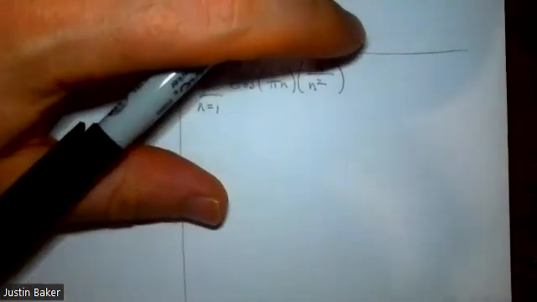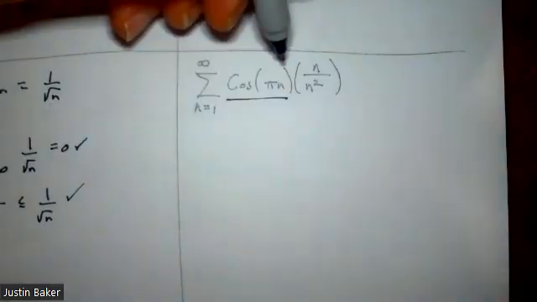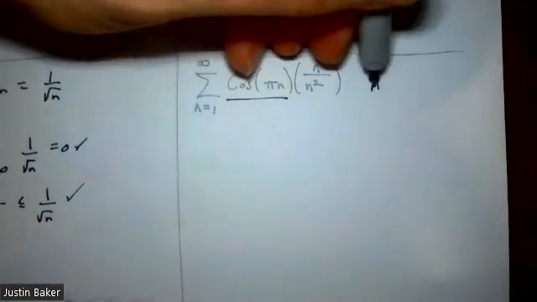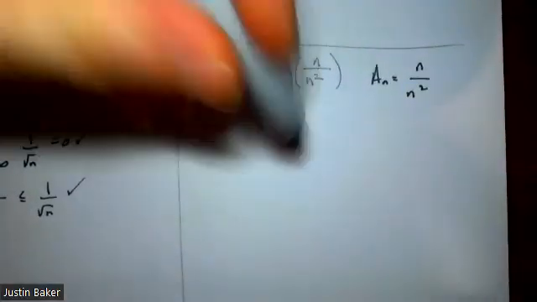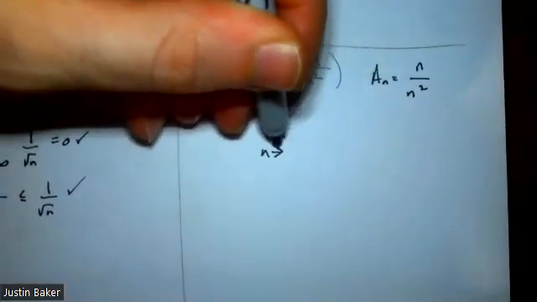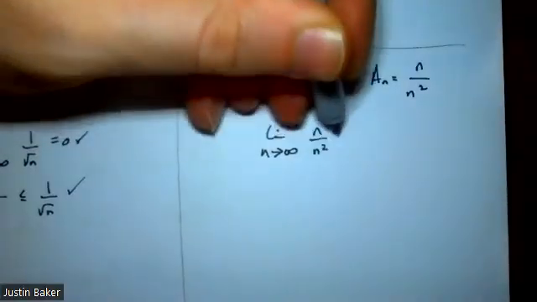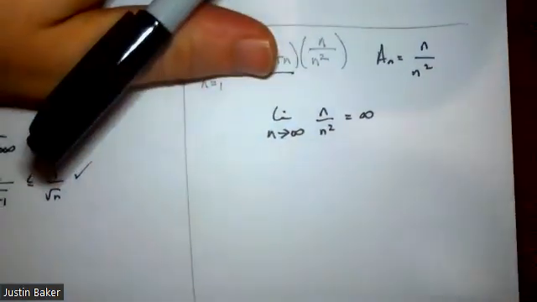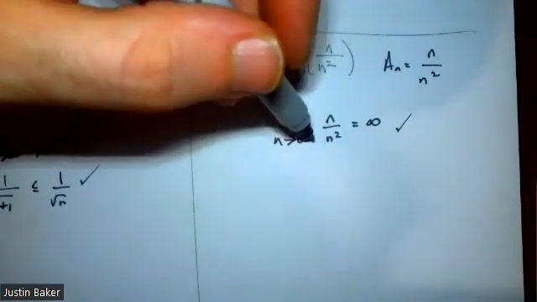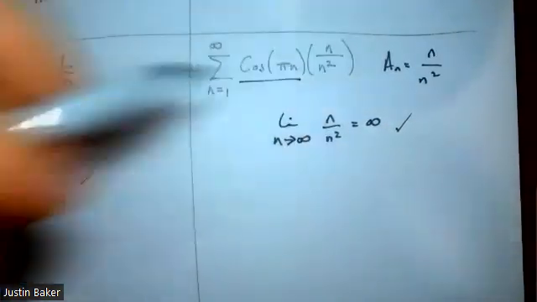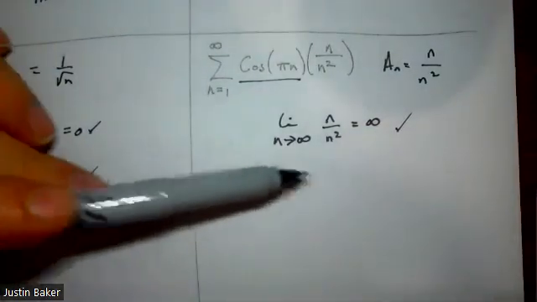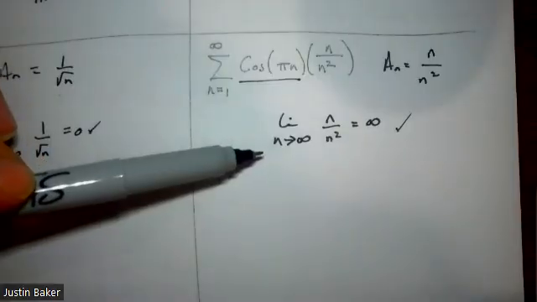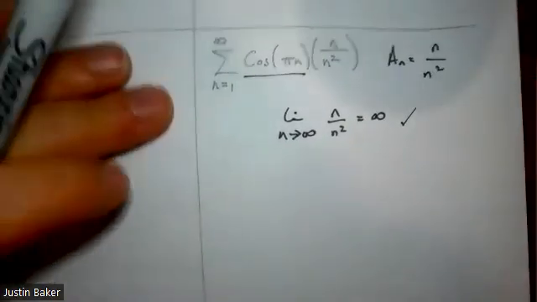Okay, for this last one, that's your alternator. So a sub n is going to be equal to 1 over n squared. The limit as n goes to infinity for 1 over n squared, that would be 0. And when we go and plug these in, you could just kind of go through the same process as before, but this would definitely be decreasing terms. So good to go by AST.